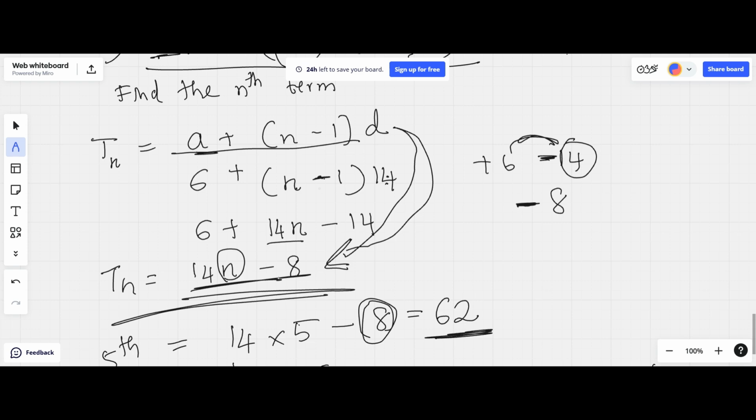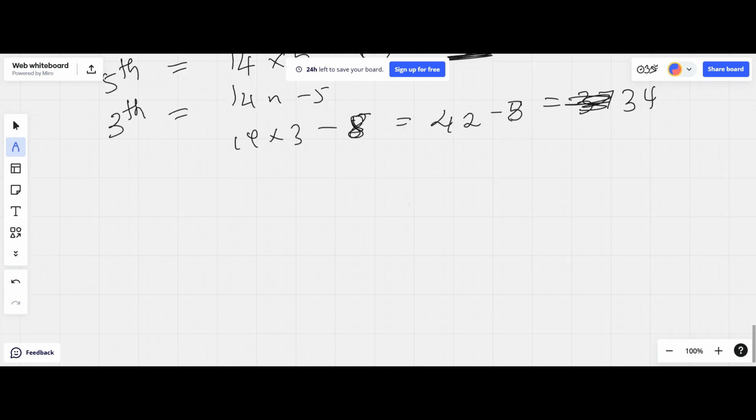Okay, so from this we got a simplified equation for the nth term. So you can directly apply your n. If you want to find the fifth term, you can directly put the 5 in this equation and find the fifth term. Simple. Okay, now we'll see a different sequence. We'll see a different example.